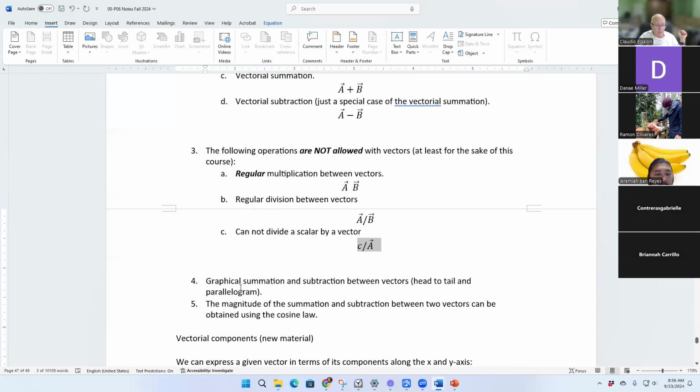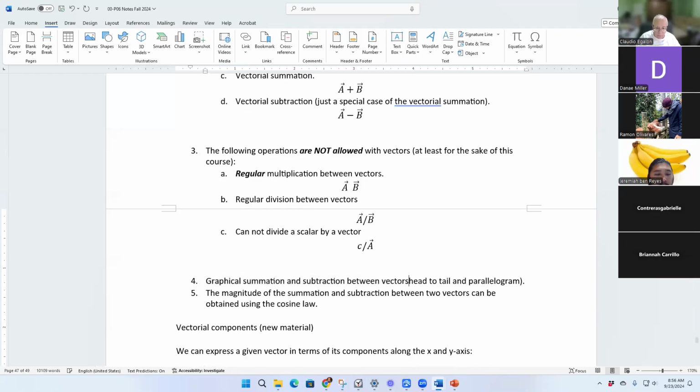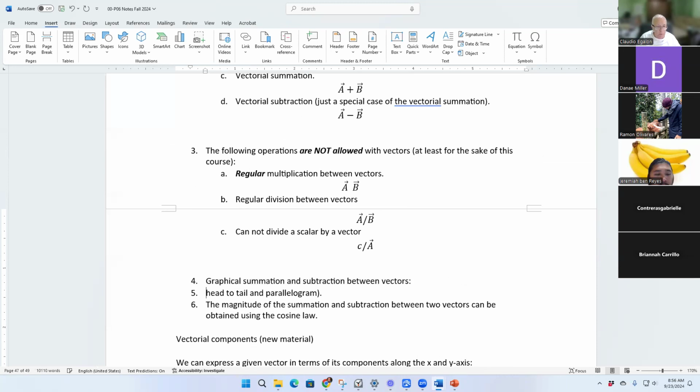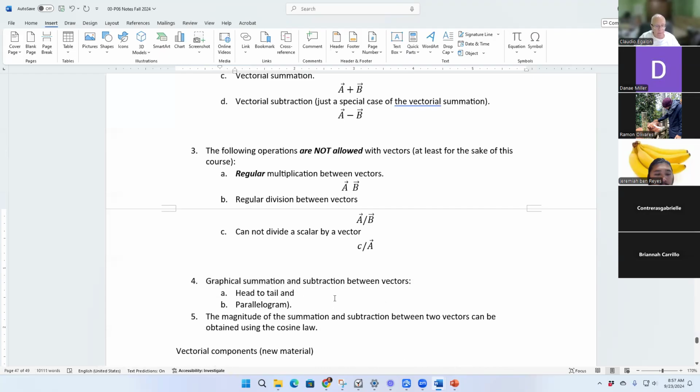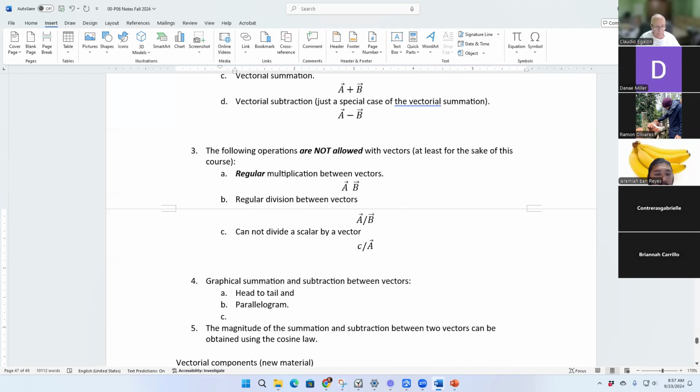What else? Graphical summation and subtraction between vectors. Two techniques: head to tail, and the parallelogram method. And the magnitude of the summation and subtraction between vectors.